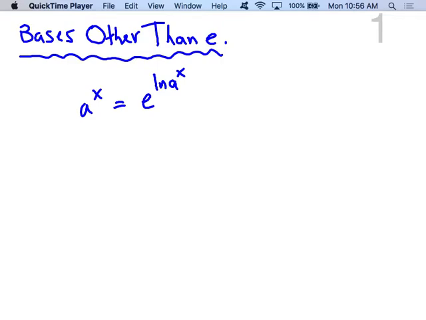Which means this is also equal to e raised to the x times the natural log of a. That's good, right? We're using natural log properties. Bring the exponent out in front. And this left side stays a to the x. So my goal here is I want to know what is the derivative of a to the x.